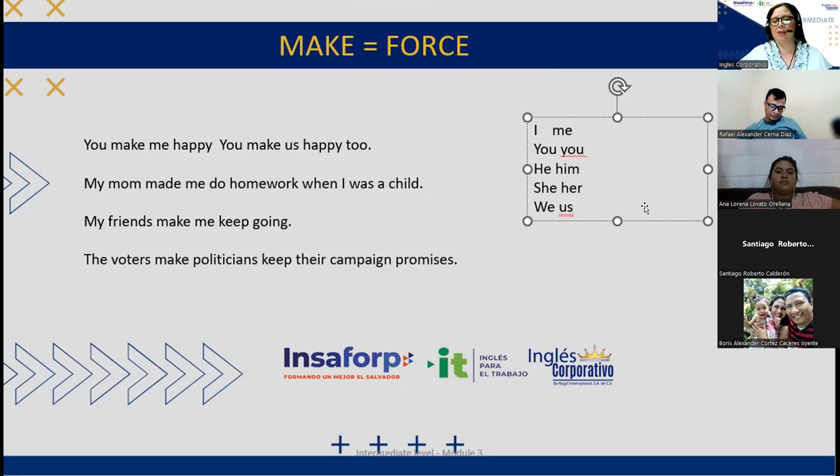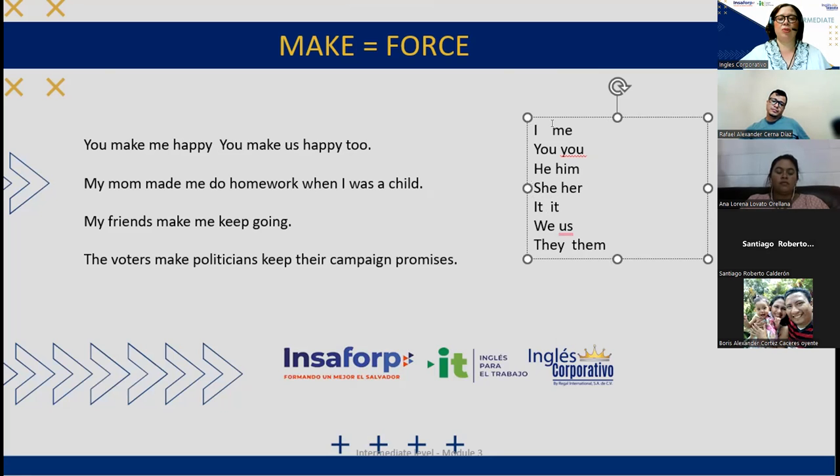It's the same sound. Okay, we will be us. Now, they will be? Them. Okay, these are the object pronouns, okay? And for it is it.